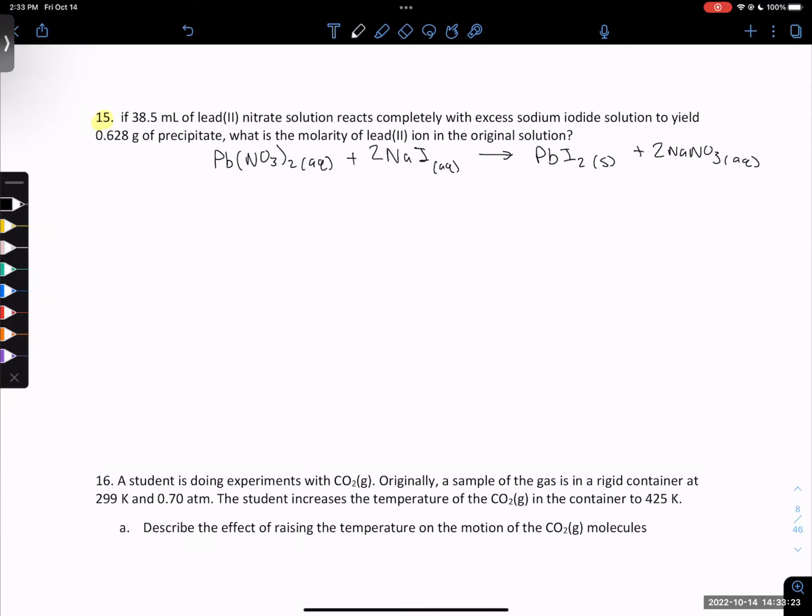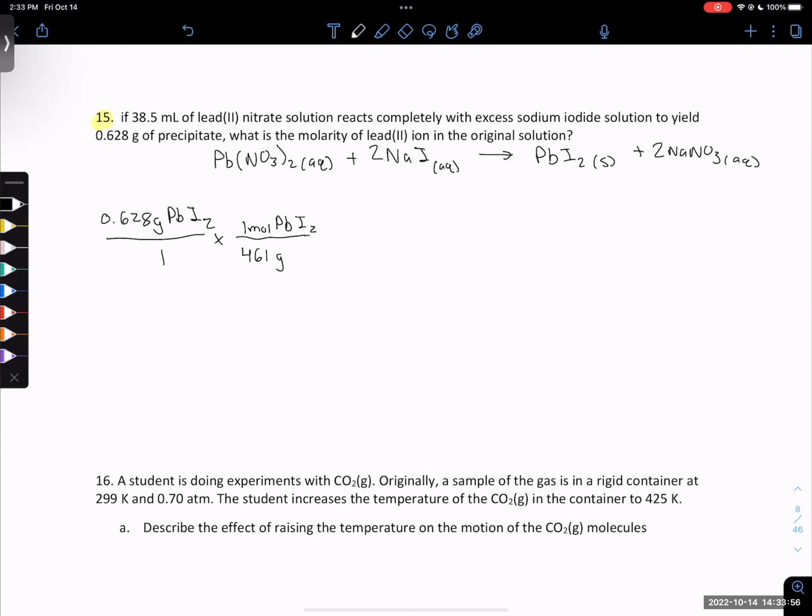So where should I start now? I converted the grams of precipitate, grams of lead-2 iodide, to moles. And you did that using your molar mass, right? Which we all know how to find for any compound given to us, which is 461.11 for 1 mole of PbI2.